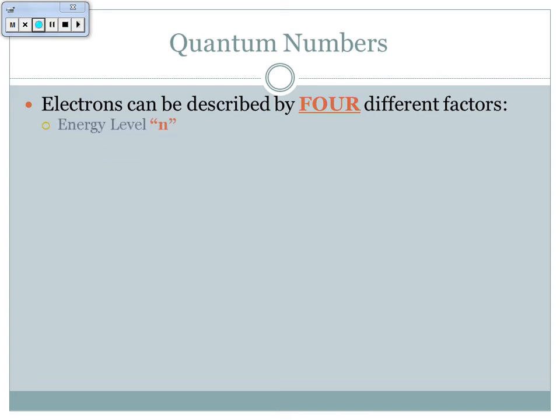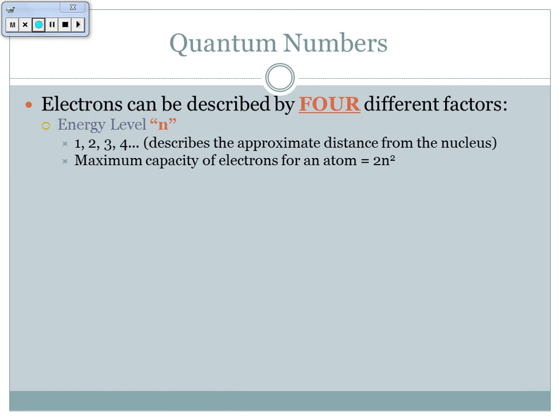The first one, N, is the energy level, and it's a number from 1 to 7, and it describes the approximate distance from the nucleus. Its maximum capacity of electrons for an atom at that energy level is 2n squared, and this energy level is determined based on what period the element is in on the periodic table. So you can find out from the periodic table where your element is, what energy level it's going to be at, so what its N value is. For example, potassium is found on the 4th period, so it's got an energy level of 4.